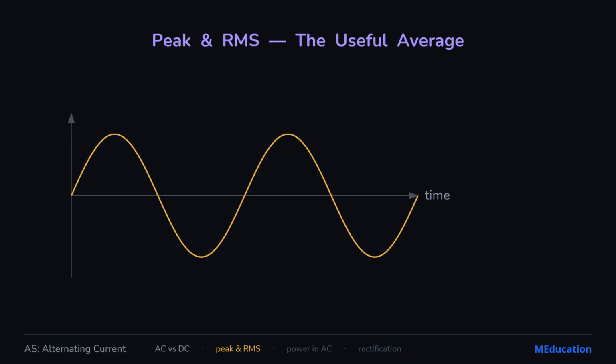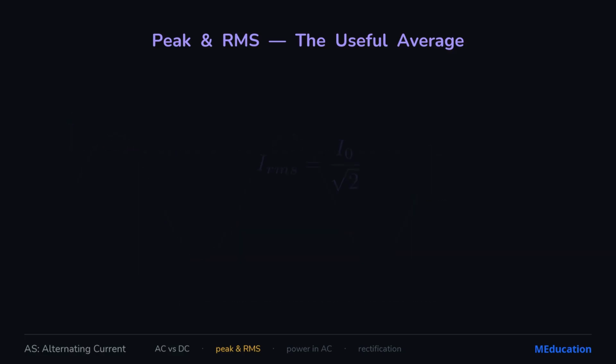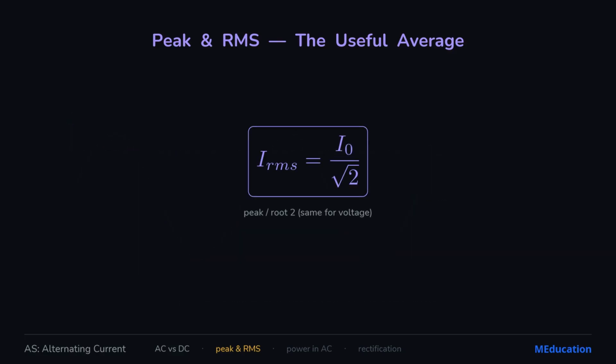So we use a clever measure, the root mean square, or RMS. It is the steady DC value that would deliver the same average power. In effect, it asks, what constant current would heat a resistor just as much as this alternating one? For a sine wave, there is a beautiful exact result. The RMS value is the peak value divided by the square root of 2, about 0.7 of the peak.